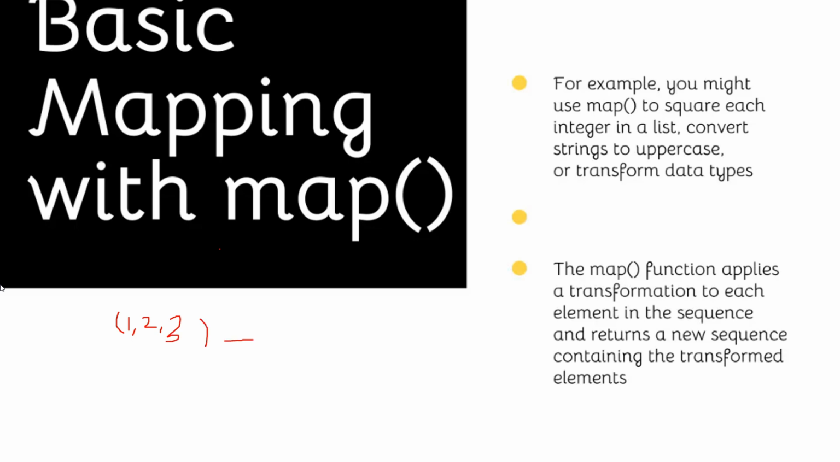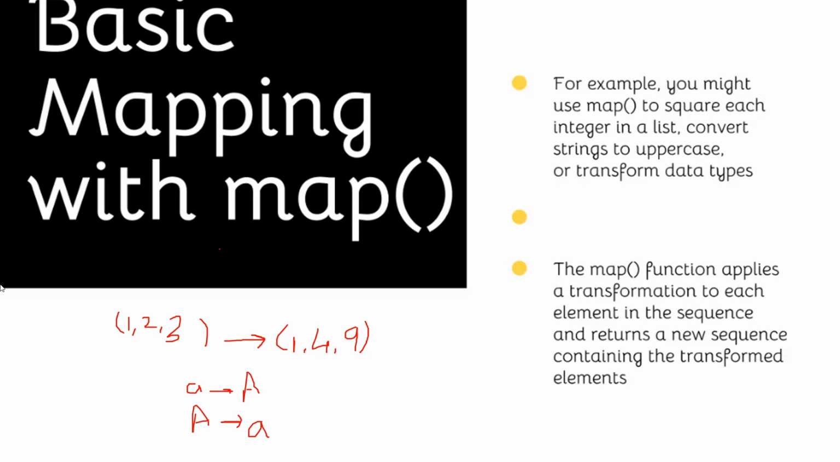By using map to square each integer in a list, the transformed elements would be 1, 4, and 9. Not only integers, you can also convert strings, like you can convert lowercase to uppercase by using map, and also from uppercase to lowercase by using map.